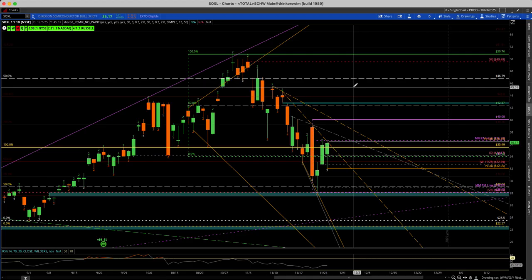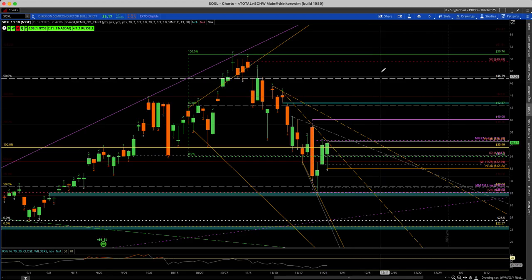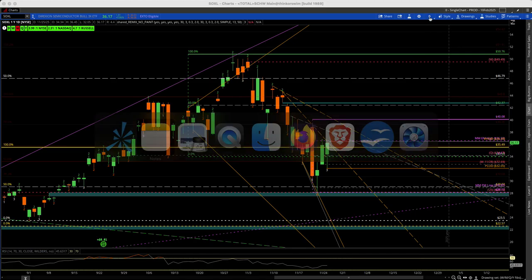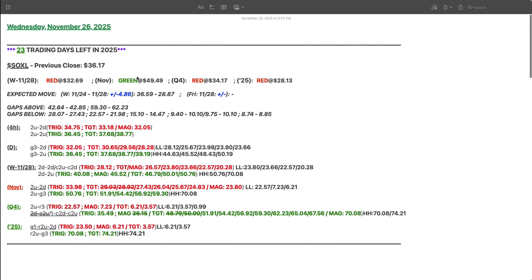That would really give us, I think, a lot more momentum to continue that push back up to the highs that we were at a few weeks ago. All right. So let's go to just the cold hard numbers in our notes here. This is for Wednesday, November 26th. There will be 23 trading days left in 2025, and the close price on Tuesday, November 25th, was 36.17.